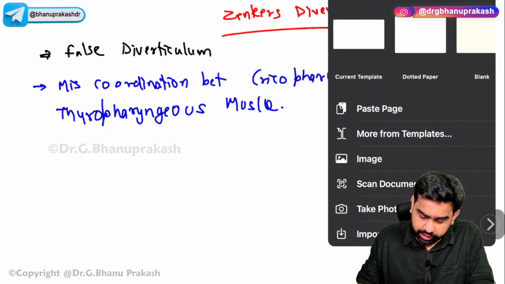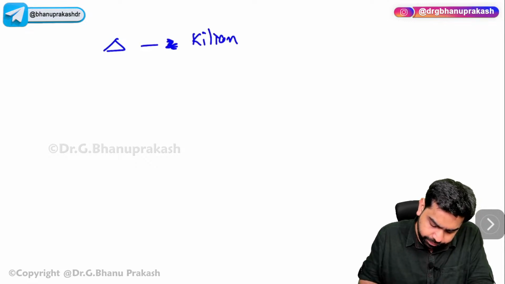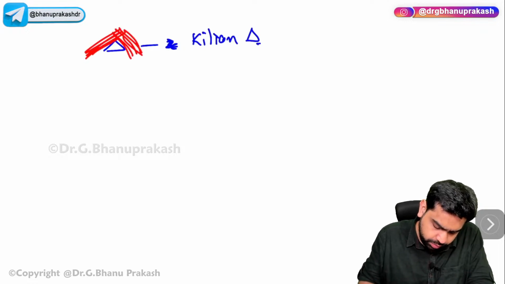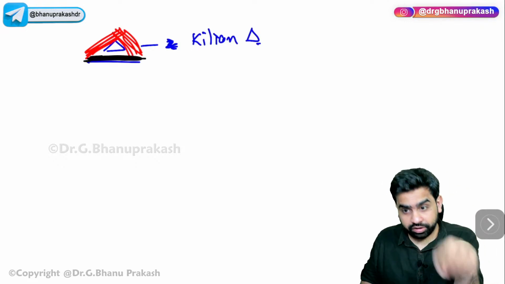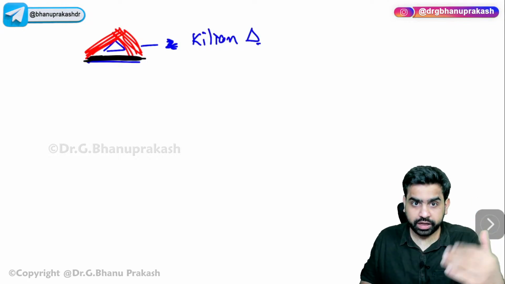So there is basically a triangle present over here. This is what is called Killian's triangle. It is present between the fibers of the thyropharyngeus muscle, the upper ones, and the lower ones, which are the cricopharyngeus muscle. So between these fibers you have a triangular-shaped potential defect, which is called Killian's triangle.